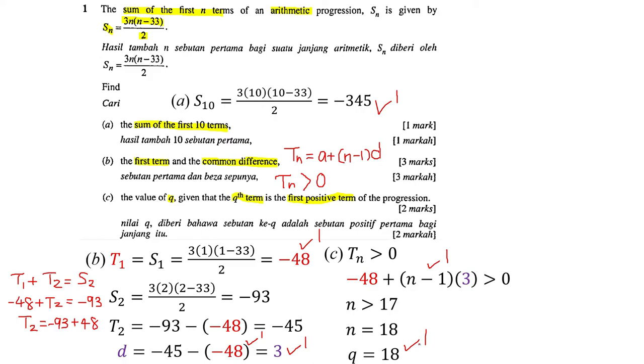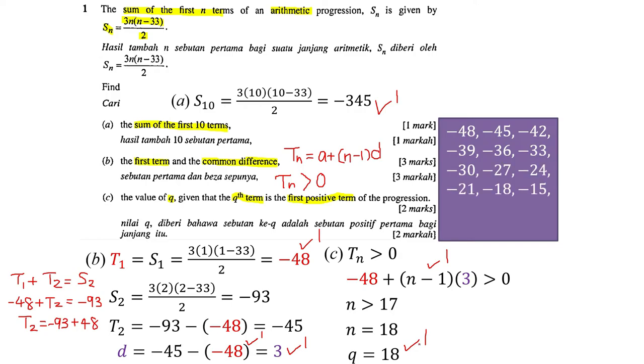Is there any easier way for you to solve this? The starting value is negative 48. So if you add 3 every term, you will get a positive value at a certain moment. You can start listing down from negative 48, negative 45, negative 42. You will stop at 3, which is the first positive term. Then you just have to count it. 1, 2, 3, up to 18 terms. Our answer is 18. Listing down completely will give you 1 mark.